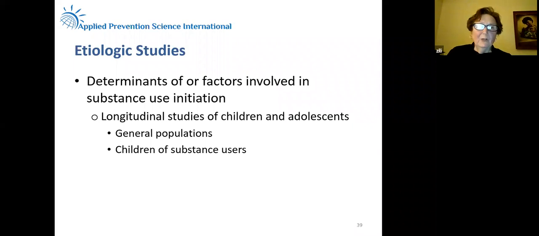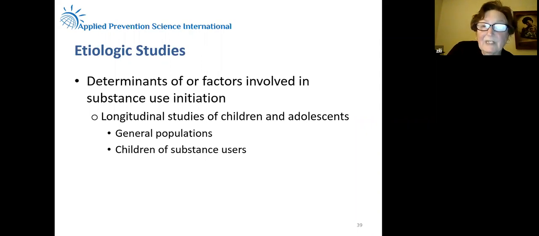Okay, so we have that table of influences, and we have, in the course of the last 40 years, from those longitudinal studies that I mentioned earlier, when I was talking about the National Institute on Drug Abuse, a number of longitudinal studies that have gone on looking at children and adolescents and looking at the factors that seem to be related to whether they initiated use of substances or not.